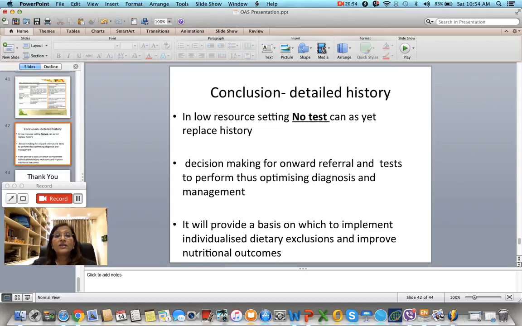So, in conclusion, for oral allergy syndrome, a detailed history can make the diagnosis, and then it helps for onward referral, or if there is any other test that is required.